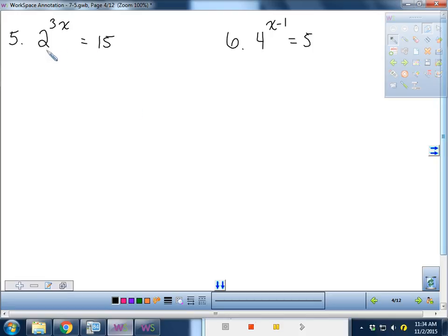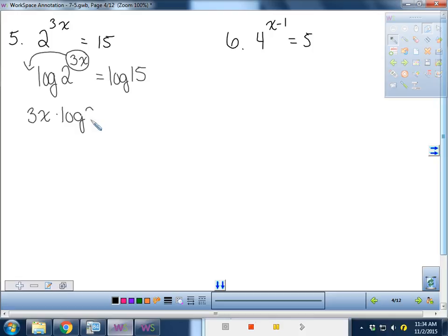All right, so again, there's no way that I can write 15 with a base of 2. So I notice that I have 3x in the exponent, and if I log both sides, that will allow me to bring it down. So I'm going to log both sides. So I have log 2 to the 3x equals log 15. I have a property that states if I'm logging something with an exponent, I can bring that exponent to the front. So I will say 3x times log 2 equals log 15.